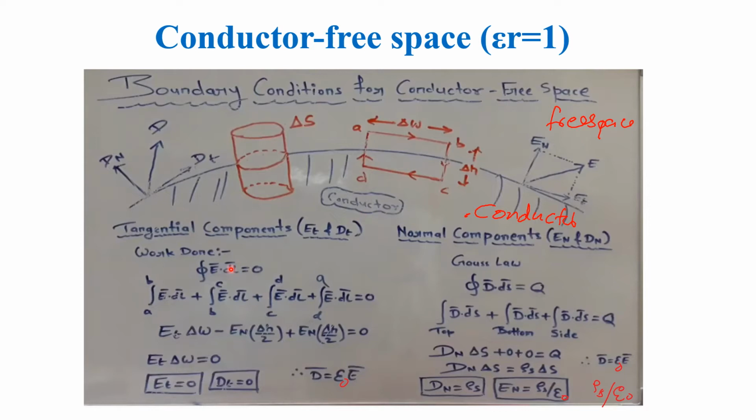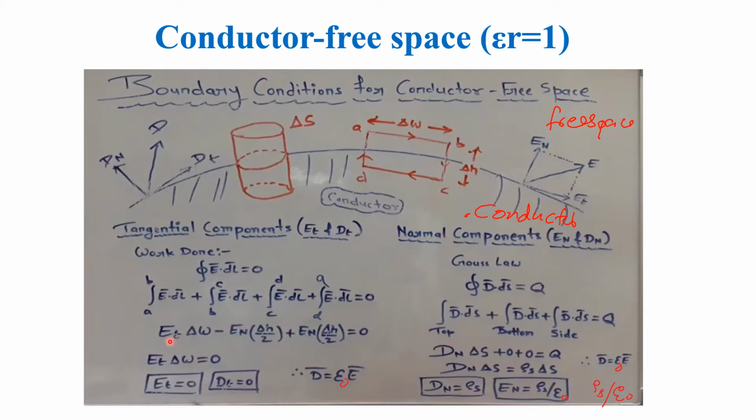Now we are using Maxwell's equation, integral E dot dl equal to 0. This integration can be separated into four because the loop that we selected has four parts: A to B, B to C, C to D, and D to A. So integral A to B E dot dl plus integral B to C E dot dl plus integral C to D E dot dl plus integral D to A E dot dl. These are the four parts of the integration.